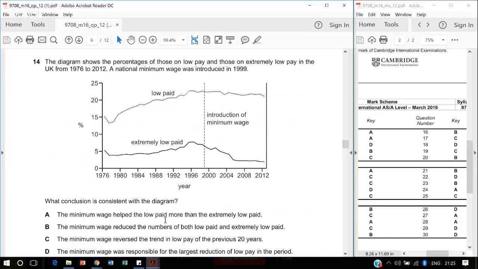The minimum wage reversed the trend in low pay of the previous 20 years. Okay, so there was a trend of increasing people on low paying jobs, and this then reversed as evidence for that. And the minimum wage was responsible for the largest reduction of low pay in the period. And we're not sure about that. There could be other factors behind it. So the only one really here is the minimum wage reversed the trend in low pay of the previous 20 years. So we see this trend of it increasing on both sides, and then it's starting to fall. So 14C is the best answer here.